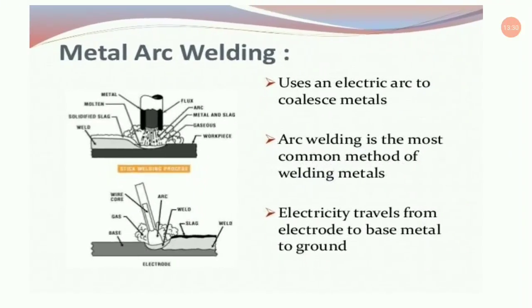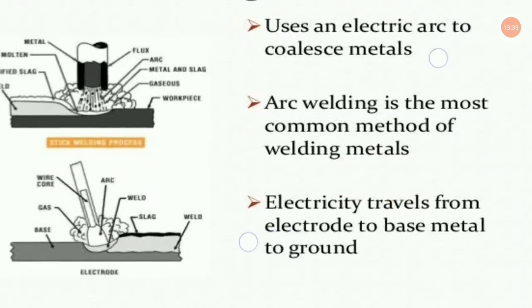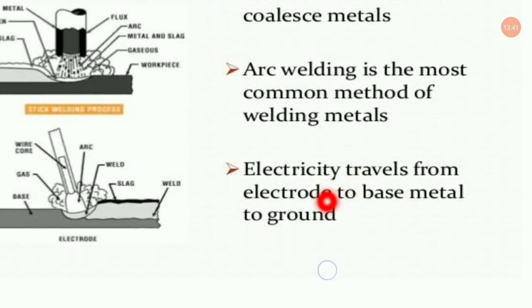It uses an electric arc to coalesce metals. Arc welding is the most common method of welding metals. I already discussed with you. Electricity travels from electrode to base metal to ground. I already told you that, the generation of the arc.